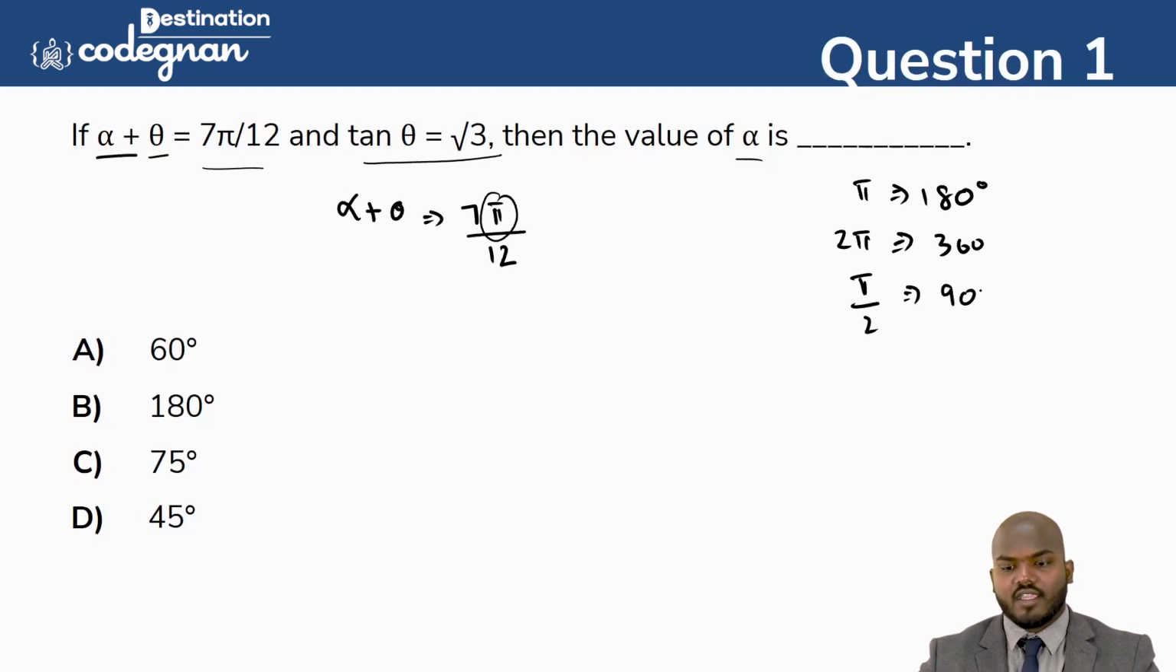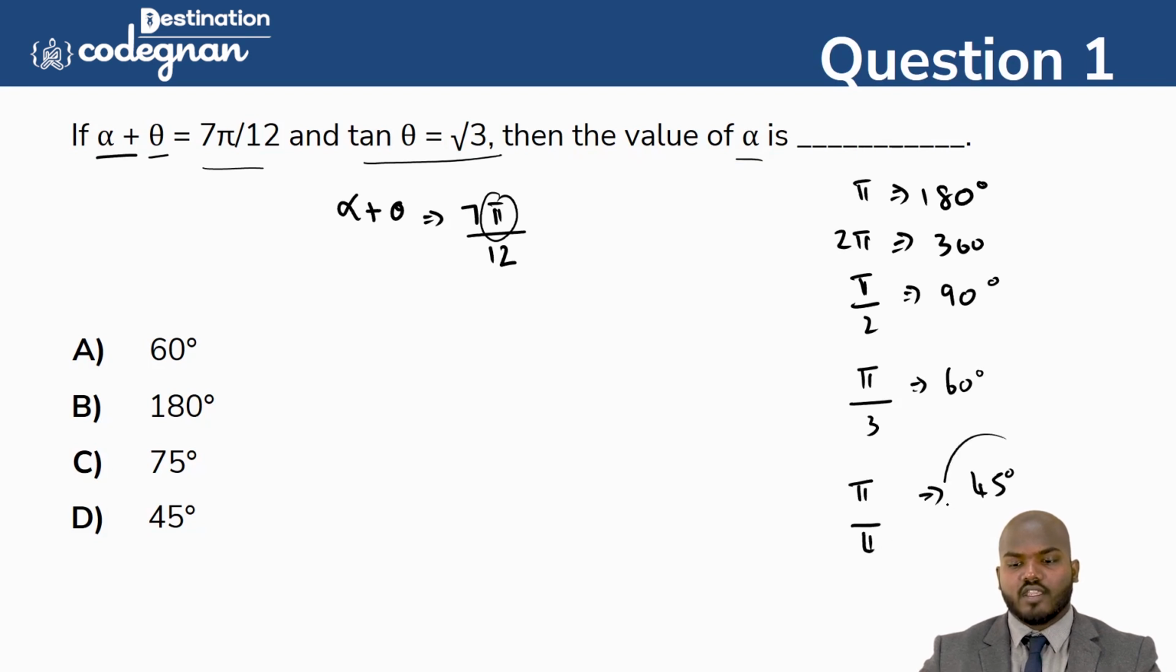That is called 90 degree. And pi by 3 means what? That is 180 by 3, we can call it 60 degree. So pi by 4 we can call it 45 degree.